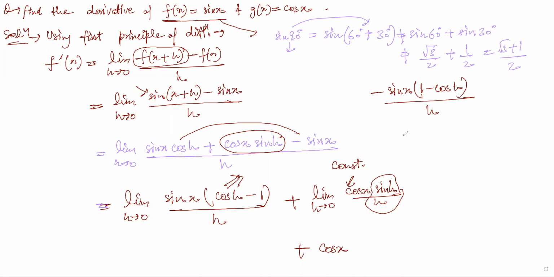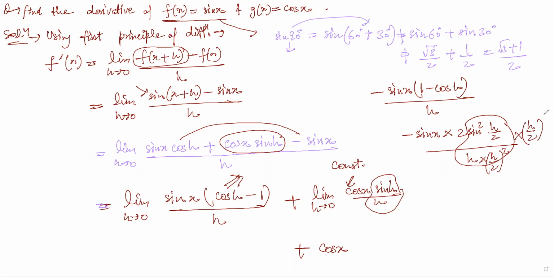Now this 1 minus cos h can be written as 2 sine square h by 2. And we have h with us already. Now to solve this part, we need h by 2 whole square in the denominator. So obviously we have to multiply h by 2 whole square in the numerator as well. So that this becomes 1. Right? So you have minus 2 sin x. You can obviously take this h common. I mean, take this h outside of this circle.